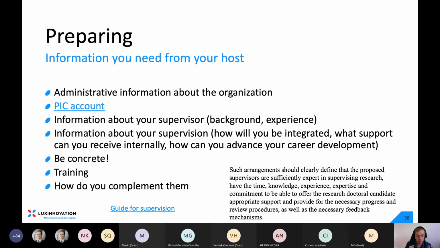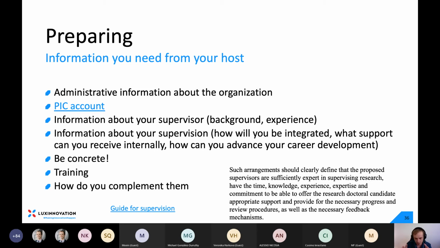You need to have some information about your supervisor, so what is his or her background and experience, how will you be integrated in the structure, into the team, how will you be informed about what's going on, how are people looking after you, what are the support services that you receive, etc. All of this is specified much more in detail in the template.